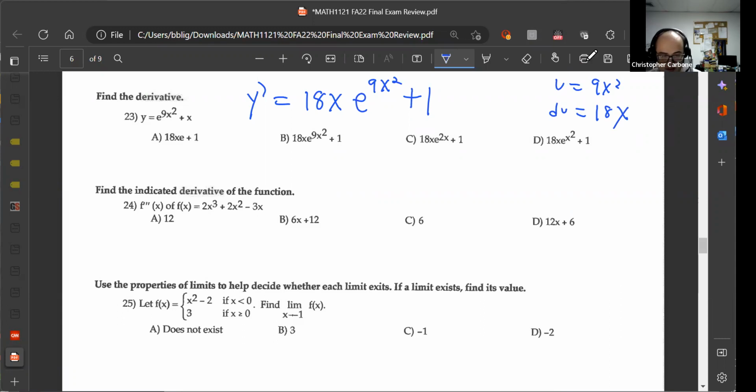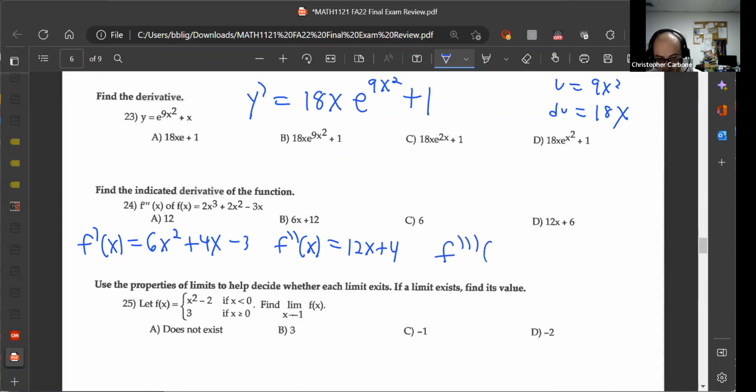For number 24, we want the third derivative, f triple prime of x, of f of x is equal to 2x cubed plus 2x squared minus 3x. F prime of x is going to be 6x squared plus 4x minus 3. The second derivative, f double prime of x, will be 12x plus 4. And the third derivative, f triple prime of x, this would just be 12.